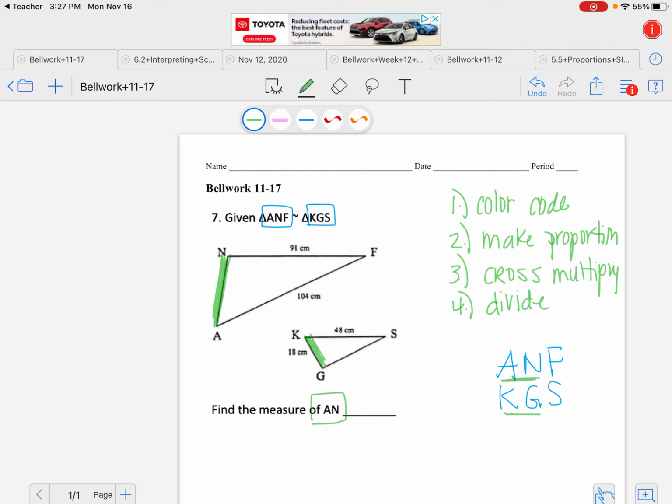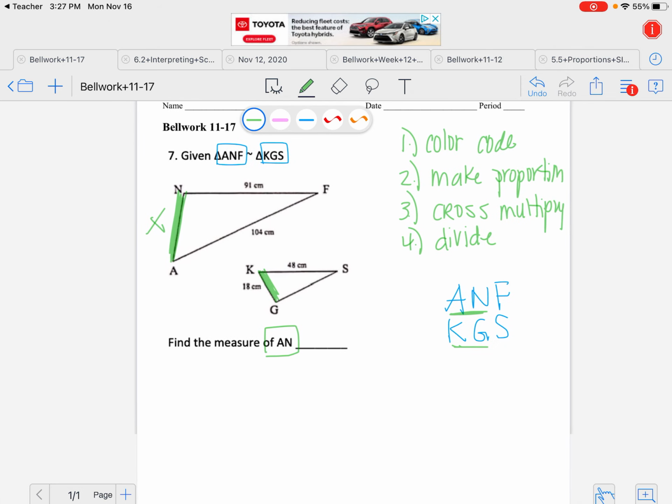So I can color code that in the second triangle, the miniature version. These two that I know, I'll put an X over here because that's what we're trying to find. I can start now trying to set up my proportion, or I can finish color coding, which is fine. The other number I know in the miniature version is 48, and it's from K to S. So that's my first and last letter. The first and last letter in the larger triangle is A to F. So that also needs to be pink for me.